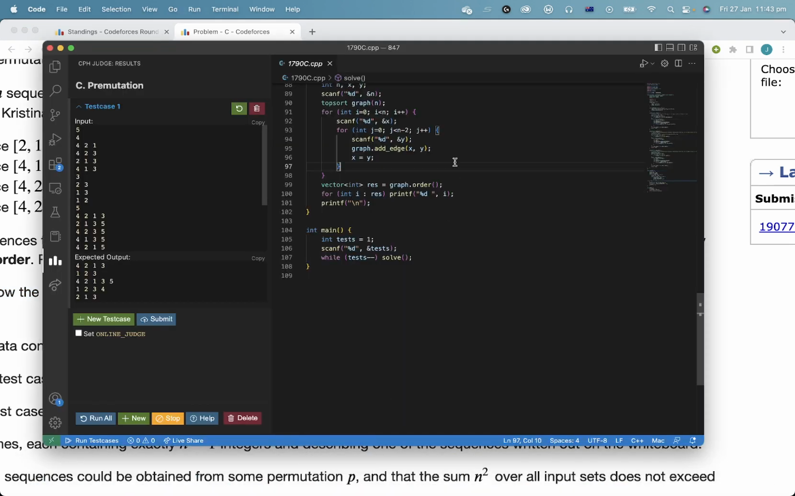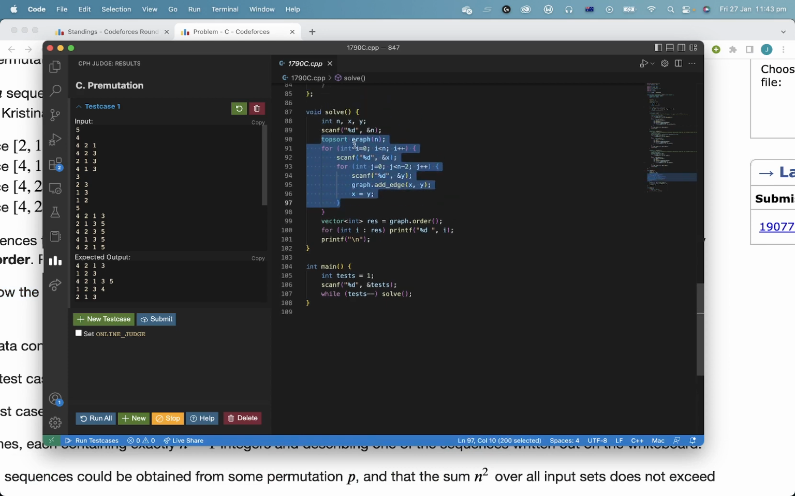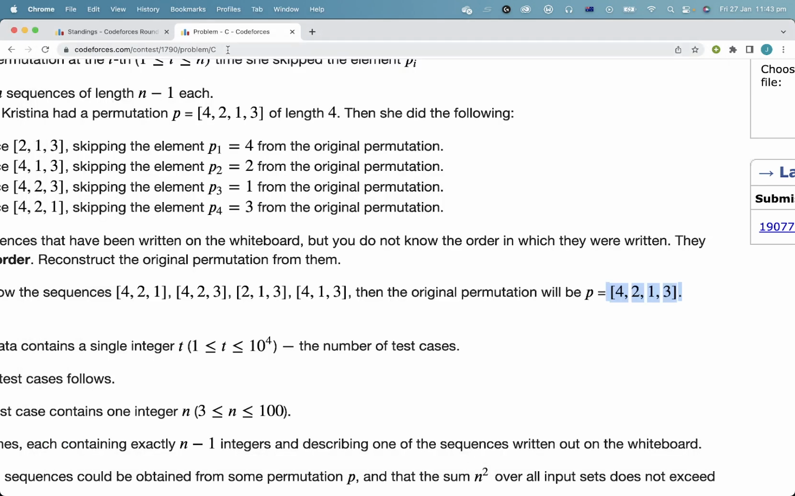Hopefully that makes sense to everyone. So this is just my code. I just have a top sort struct, and then for every adjacent pair, I just add a directed edge. Then I calculate some topological ordering and output that. Hopefully that makes sense.